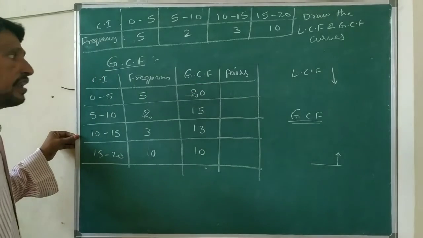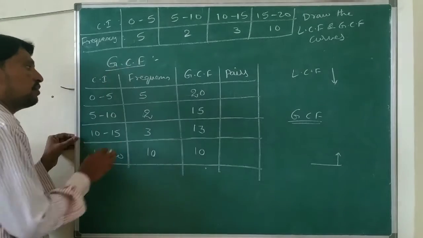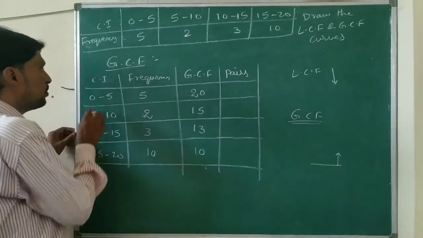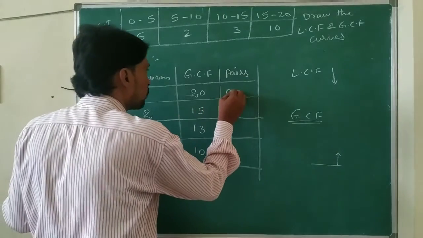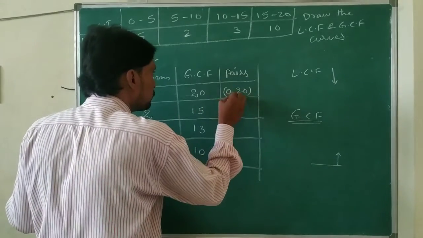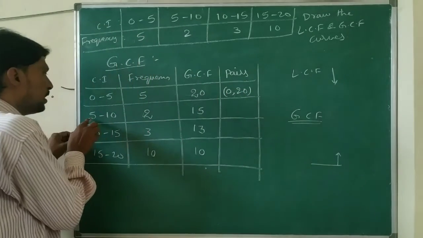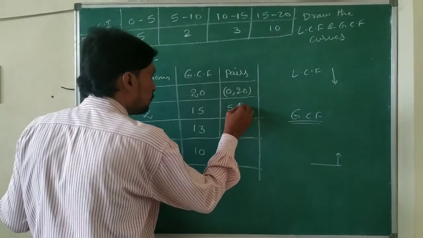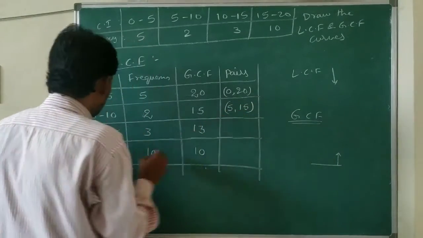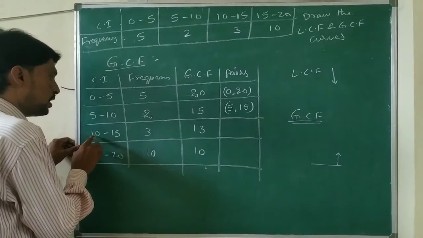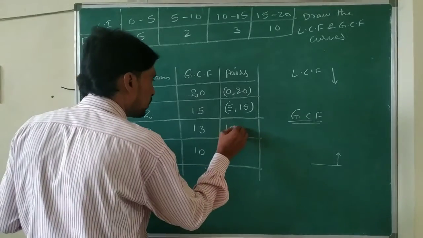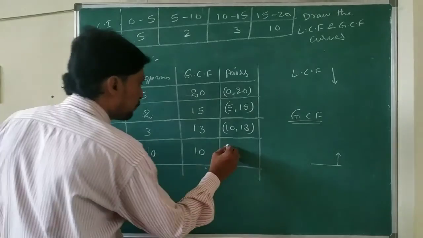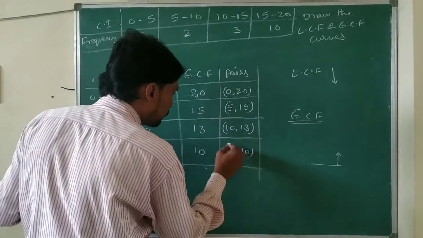Now we need to take the pairs. For GCF, how do we take the pairs? Lower limit and the GCF. So lower limit is 0, comma 20. GCF is 20. In the 5 to 10 class interval, lower limit is 5, comma 15. Next one, lower limit is 10, comma 13. Last one is 15, comma 10.